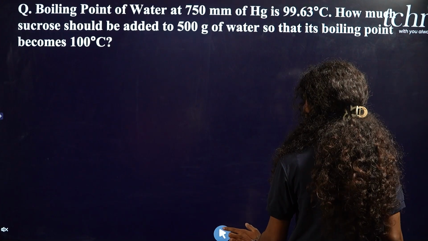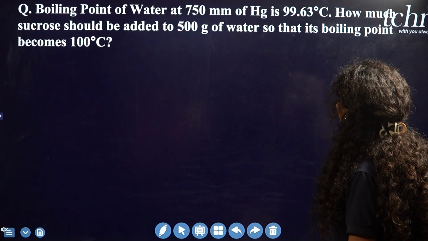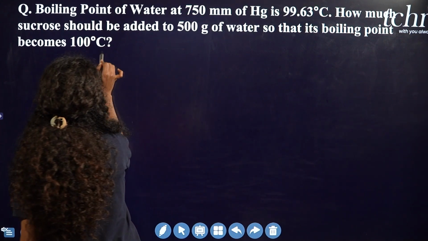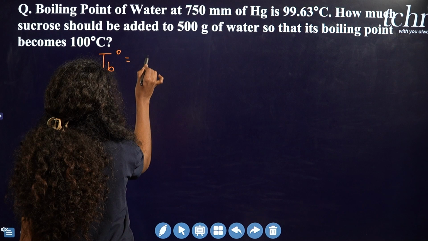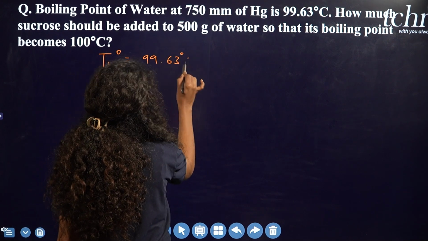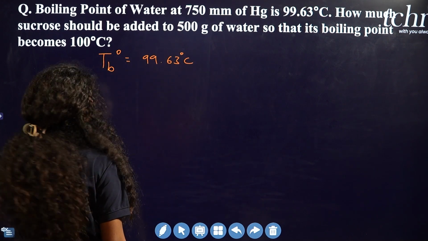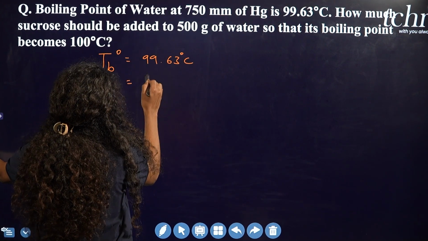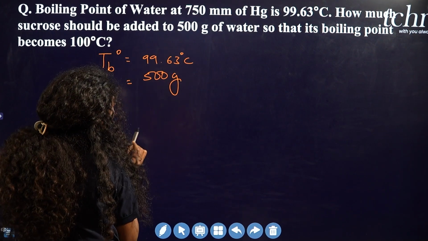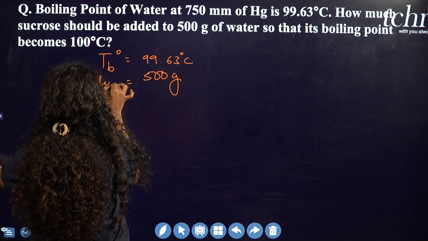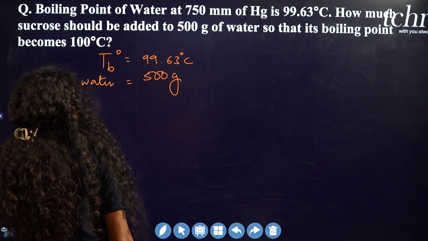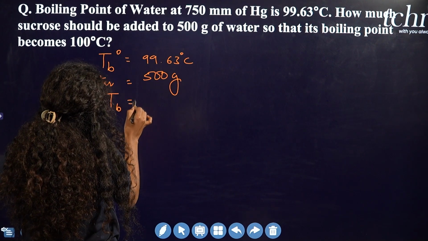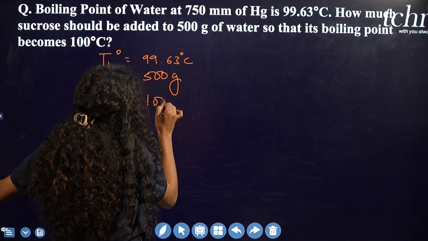Next question is: boiling point of water at 750 mm of Hg is 99.63 degrees Celsius, which means it is the boiling point of the pure solvent, which is equal to 99.63 degrees Celsius. Next, how much sucrose should be added to 500 gram of water? So they have given the weight of water, which is 500 gram, so its boiling point becomes 100 degree. Boiling point becomes 100 degree means this is the solution's boiling point.